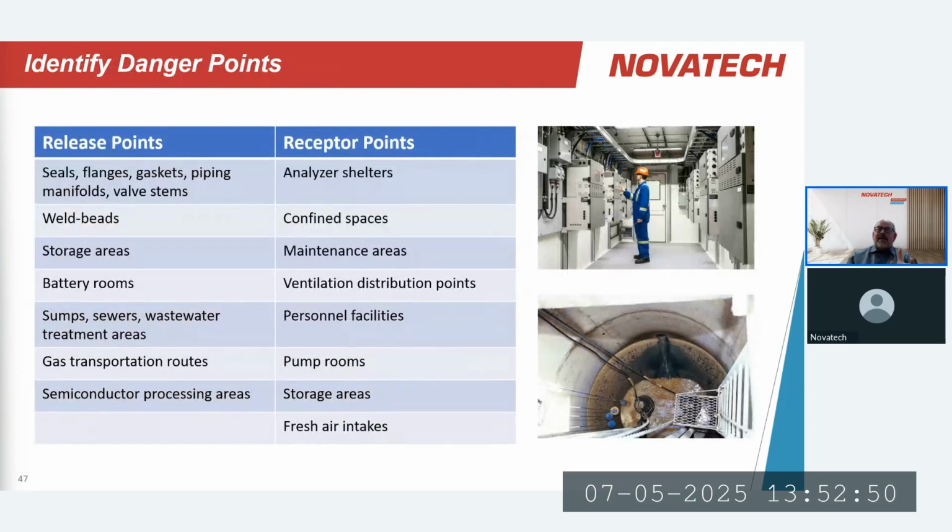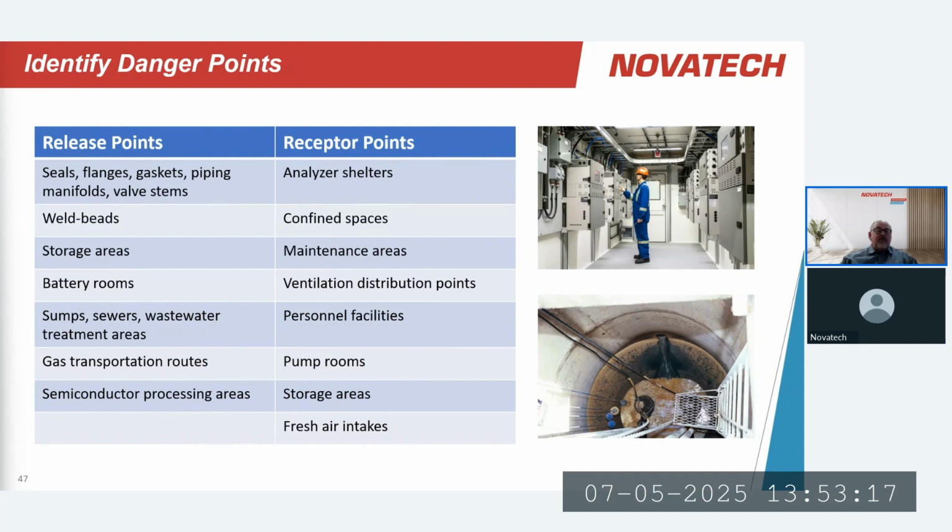Some examples of the danger points that we might consider looking at when we're talking about any kind of process environment, whether it's a refinery or anything of that nature. There are leak points that we have to be aware of: seals, flanges, gaskets, any kind of valve stems, things of that nature. There are storage areas potentially where we're actually storing some of the products that we're talking about.